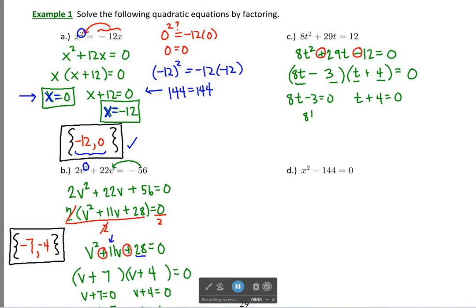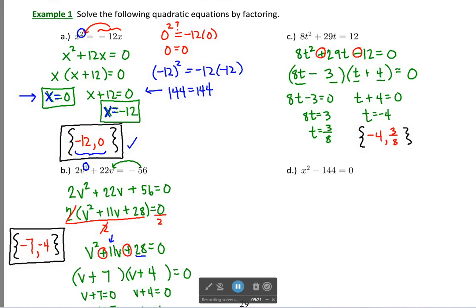So adding 3 to both sides here, and then dividing both sides by 8. One of our solutions is 3/8. Subtracting 4 from both sides here, we'd end up with -4. So we came up with two distinct solutions. In order from smallest to largest, we have -4 and 3/8.